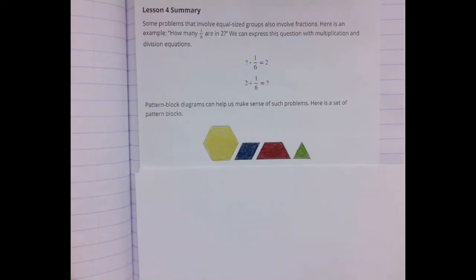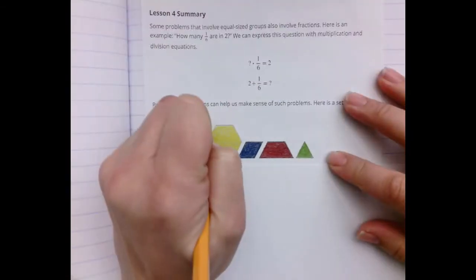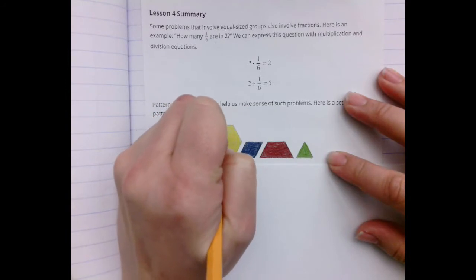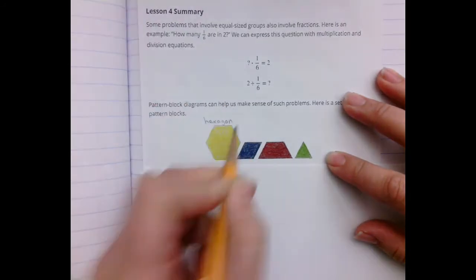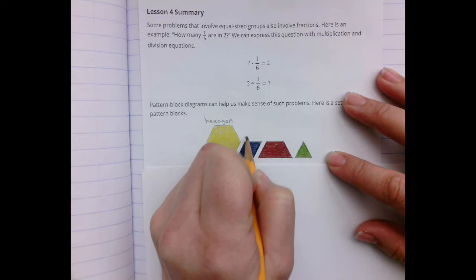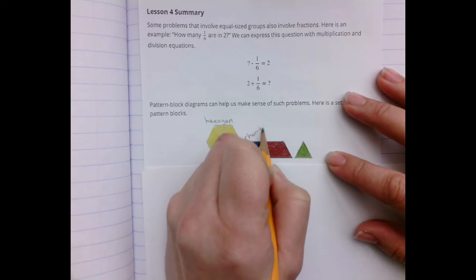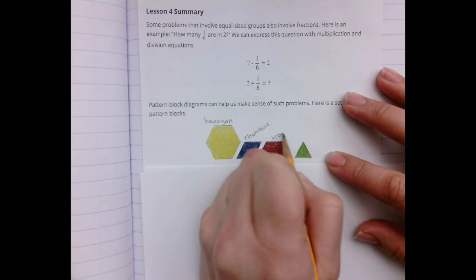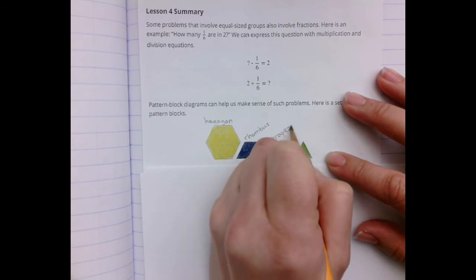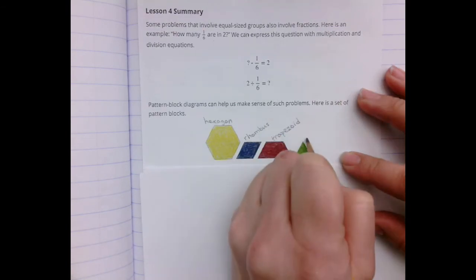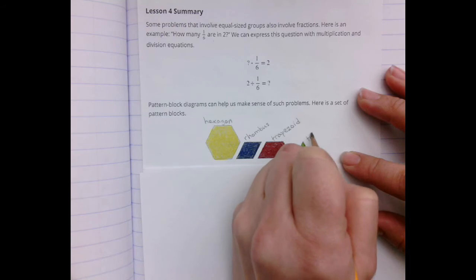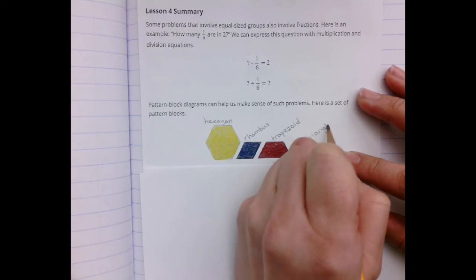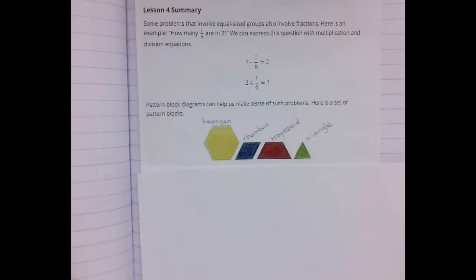We have our yellow hexagon. We have our blue rhombus. We have our red trapezoid. And we have our green triangle. And I'm labeling these just so that we make sure that we come back to them and we're solid with what they are.